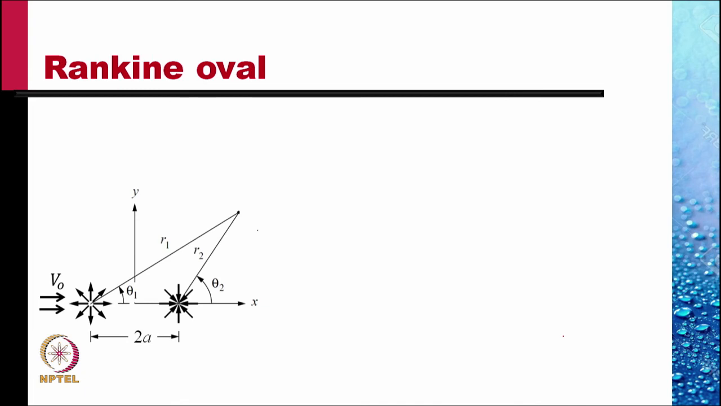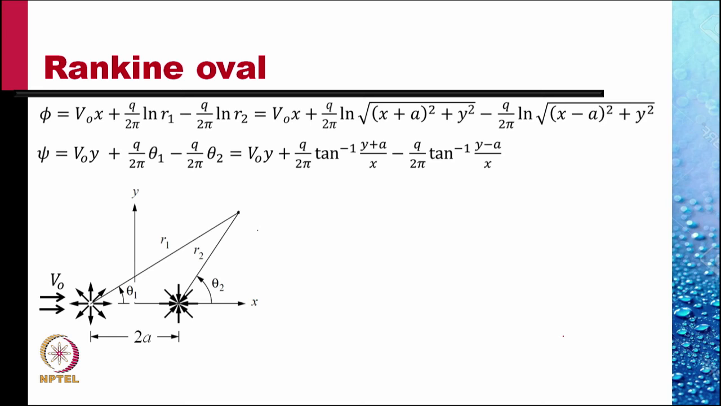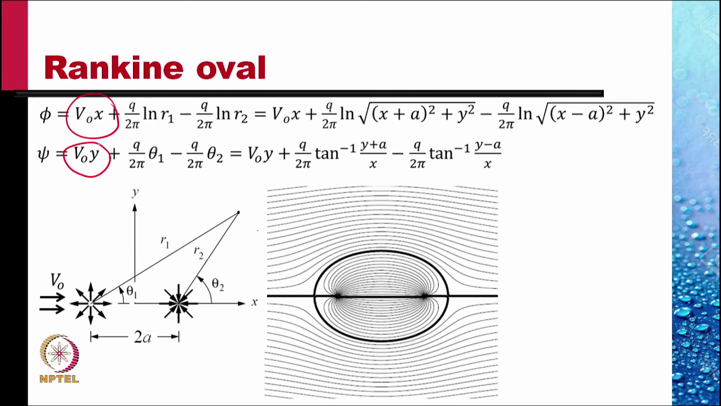Let us superpose on this source and sink pair a free stream velocity V0, a uniform flow V0 in the x direction. Then the potential function and the stream functions are like this. We have added the potential due to the free stream and the stream function due to free stream in the expressions that we had in the last slide. If we plot the streamlines, they are seen like this.